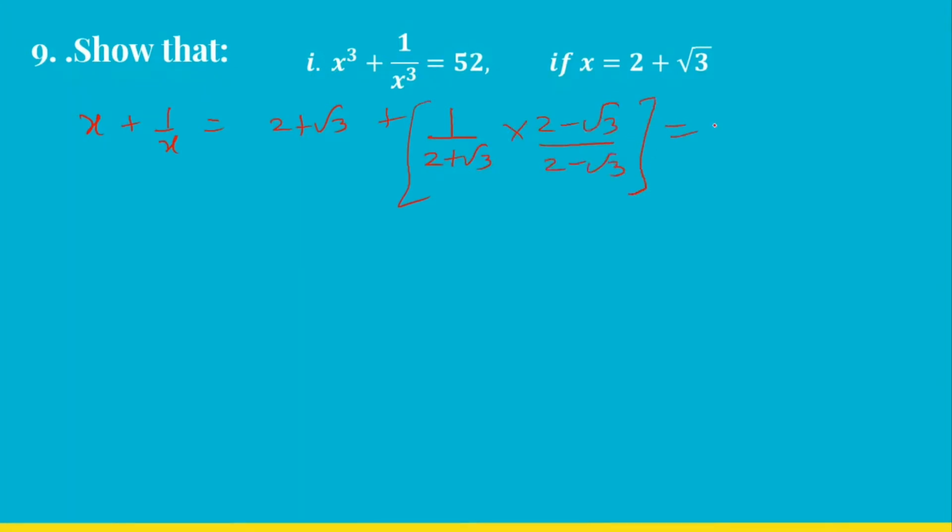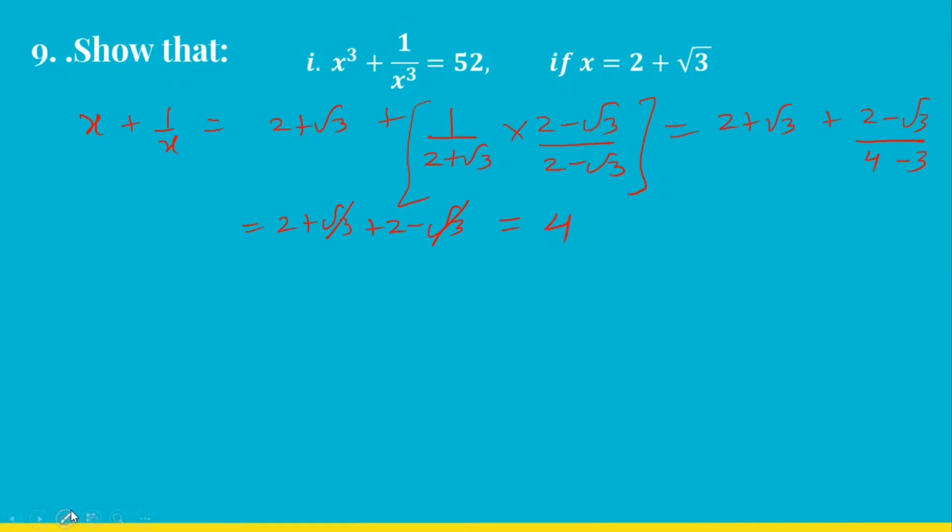On simplifying this, we get this as 2 plus root 3. Here 1 into 2 minus root 3 is plus 2 minus root 3. And the denominator here, a plus b into a minus b is a square minus b square. So 2 square is going to be 4 and root 3 square is going to be 3. So finally we get 2 plus root 3 plus 2 minus root 3 upon 1. So root 3 and root 3 got cancelled. We got the value of x plus 1 upon x as 4.